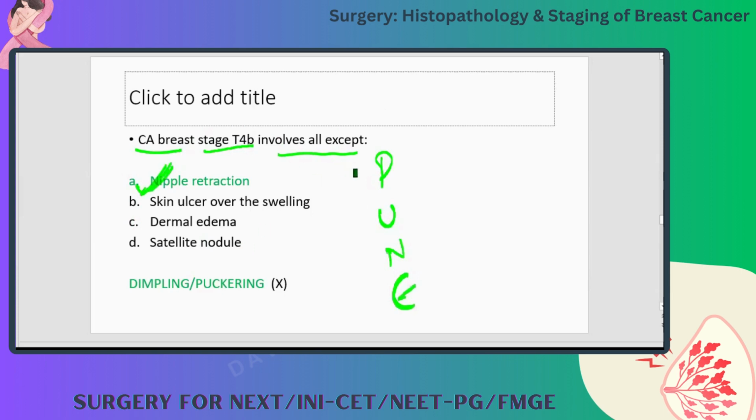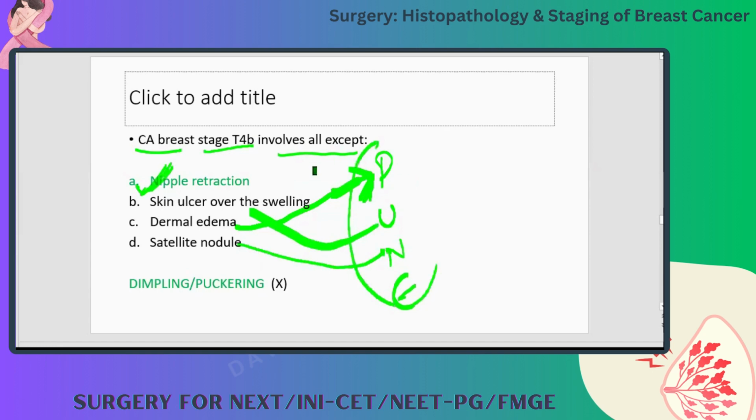So what is dermal edema? Swelling of skin, it is peau d'orange. Ulceration is skin ulcer. Nodule is satellite nodule. So nipple retraction is the answer. It is not there. T4B is involvement of the skin, and only four: peau d'orange, ulceration, nodule and edema.